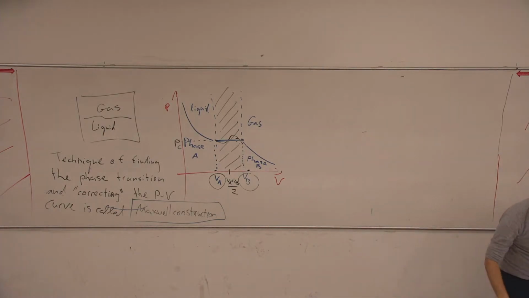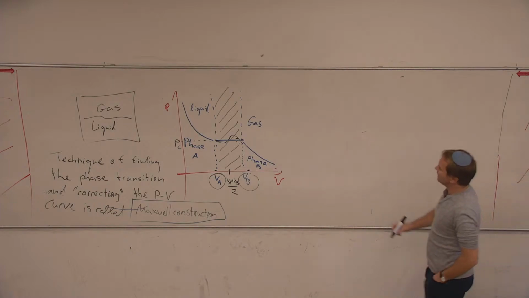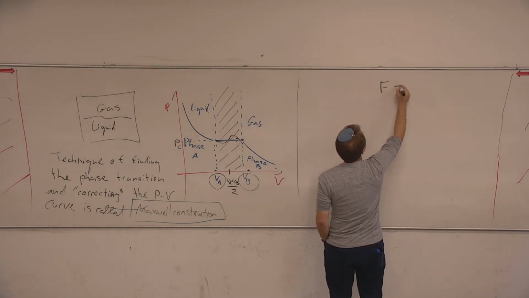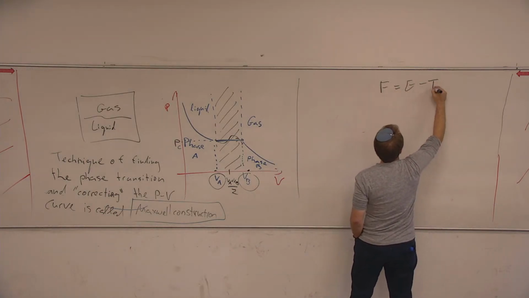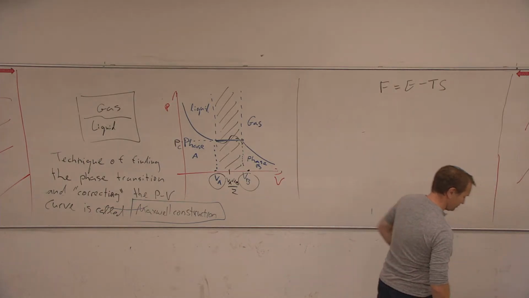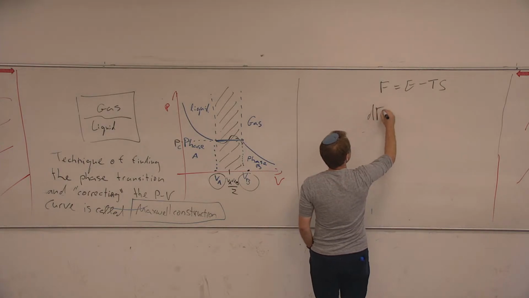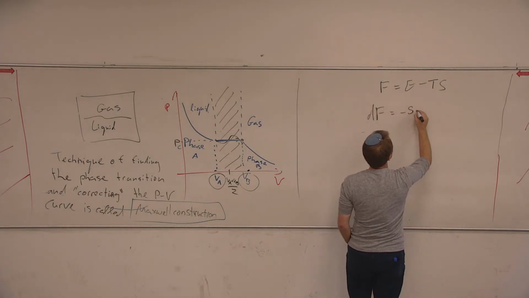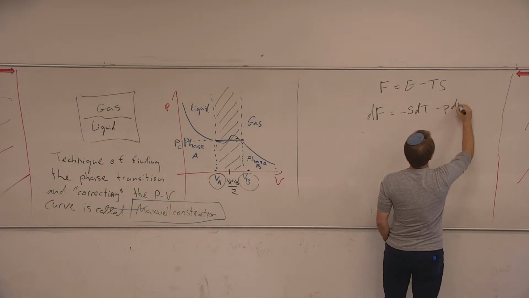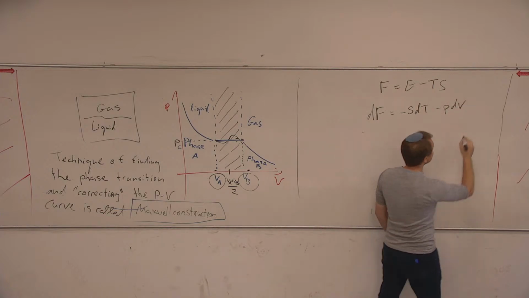So what was Maxwell's construction? Maxwell's idea was as follows. Let's look at the Helmholtz free energy, and dF equals minus S dT, right? Minus P dV, and plus mu dN.